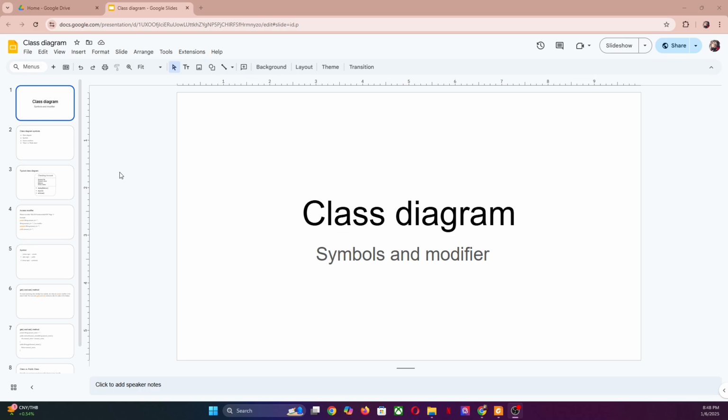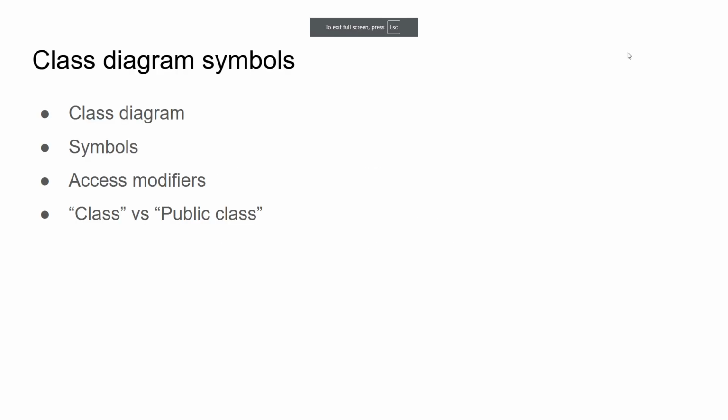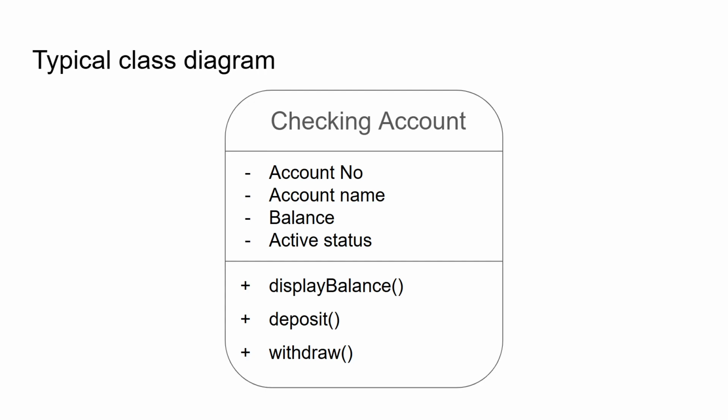We're going to have a sample class diagram and then how to write it in Java. The tutorial is going to include class diagram symbols, the access modifiers that we're going to use, and the meaning of public class. This is the typical class diagram.